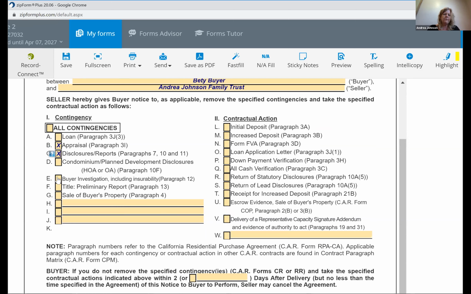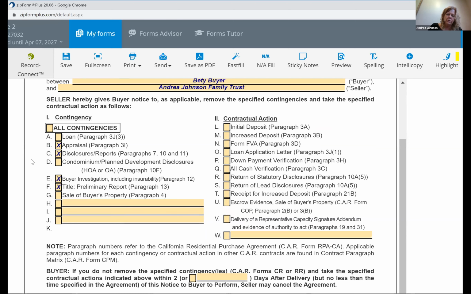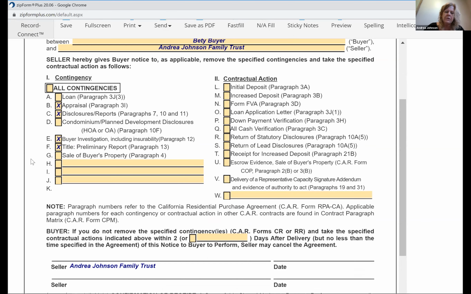We want the contingency for buyers' investigations. We probably already received the title report. So you can check them off individually which contingencies you're requesting to be removed, or if it's a contractual action such as an initial deposit or increased deposit, or the CAR form FVA, which is the FHA-VA amendatory clause, or they haven't provided their lender letter, or verification of proof of funds, all of these things.